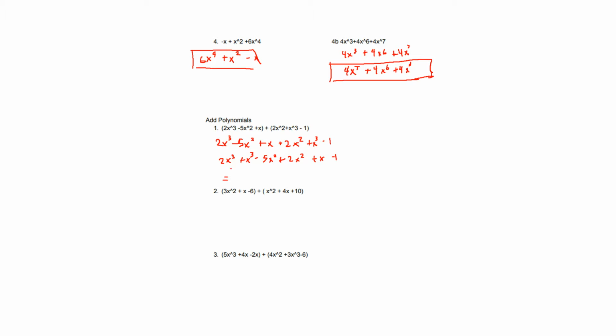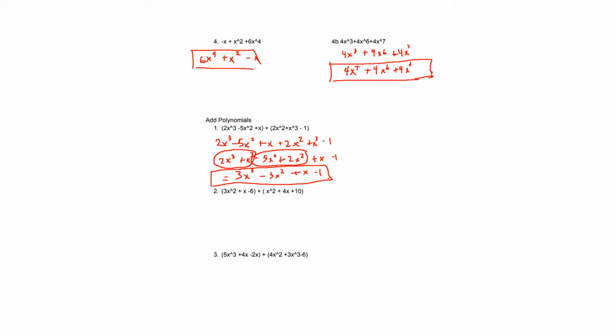So this will be 3 times x to the power of 3 because you're adding these two together, the 2x cubed plus x cubed. And then it's going to be minus 3 times x squared because you're adding these two together. And it's going to be plus x minus 1. So that's your answer for number 1.